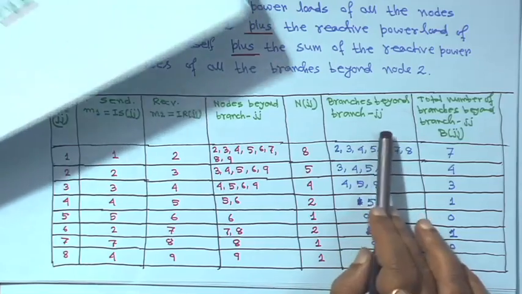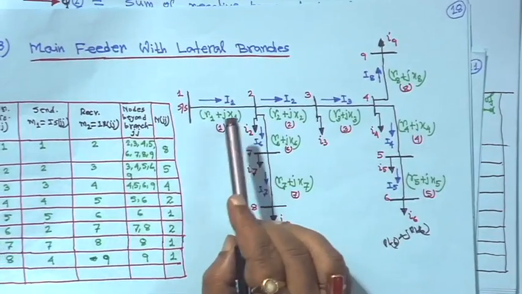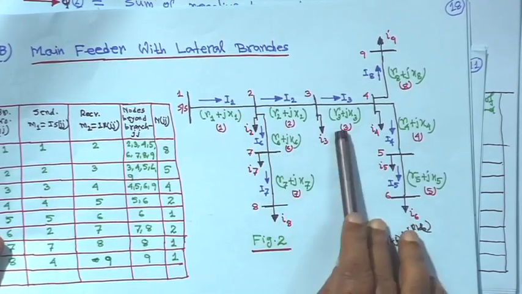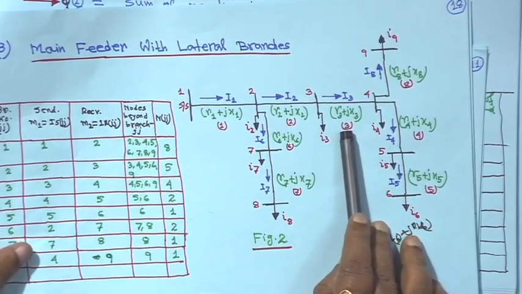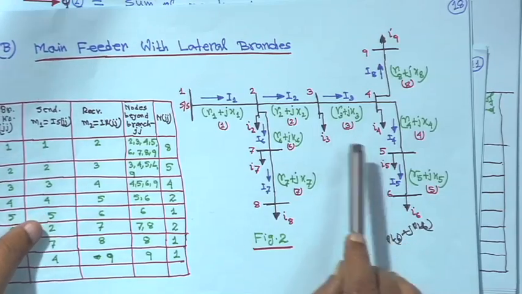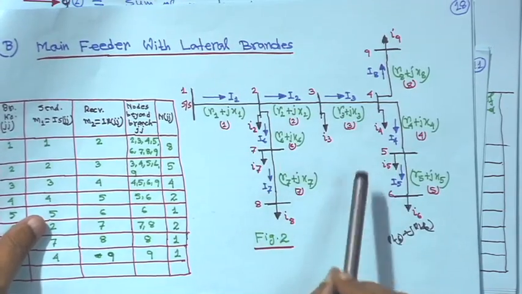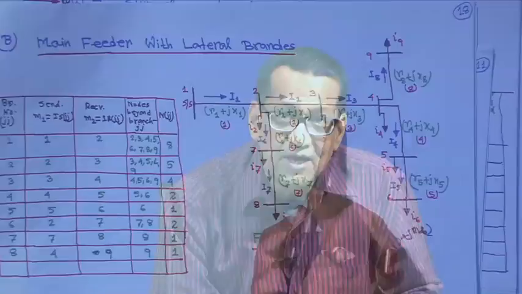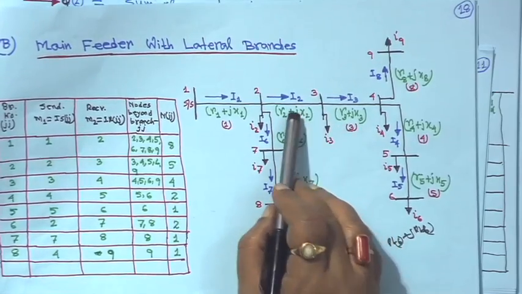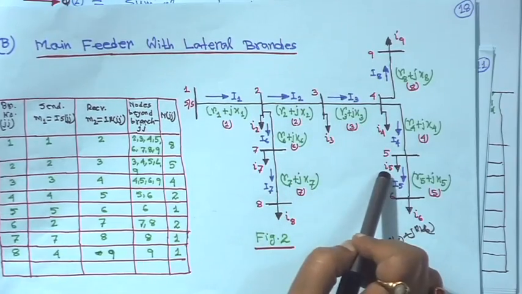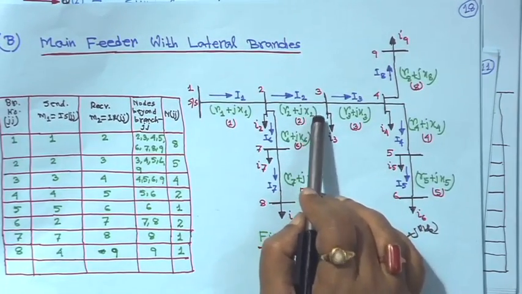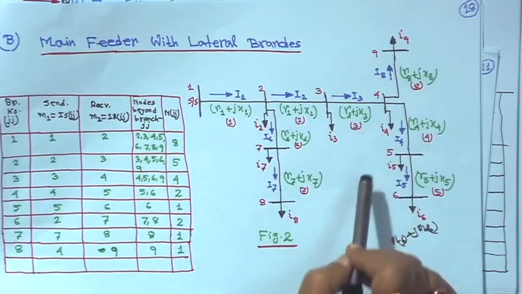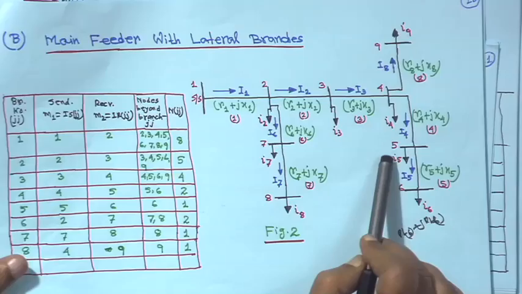After that, branches beyond branch JJ, that means beyond each branch, for example, beyond this branch how many branches are there? Their branch numbers and their total number. Why do we need the branches? Because we have to identify the branches beyond each branch, to find out the real and reactive power losses in each branch. That is why you have to know the branches beyond each branch, and so another 2 columns have been made.